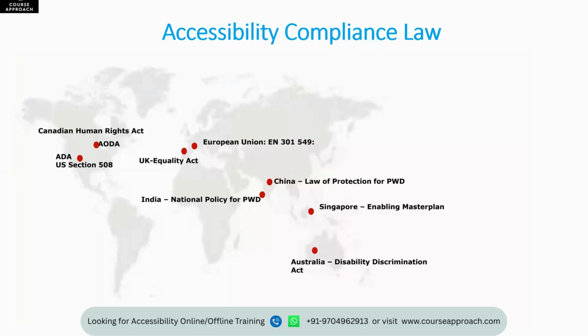But when it comes to compliance, sometimes it is very easy for us to ignore accessibility, but these compliance laws are very strict and we will end up paying a lot of penalties. For example, if you take ADA or US Section 508, whenever you are dealing with any US products or applications, we should be very careful with these two compliance laws.